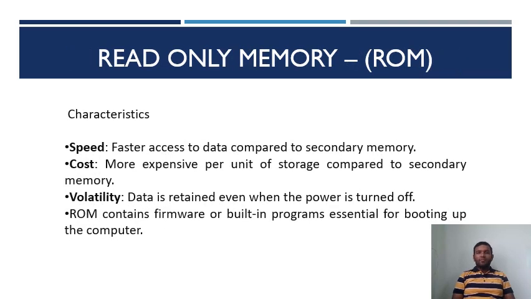So, here in this slide on read-only memory, let us look at some of the characteristics of ROM. Speed: faster access to data compared to secondary memory. Cost: more expensive per unit of storage compared to secondary memory. Volatility: data is retained even when the power is turned off. ROM contains firmware or built-in programs essential for booting up the computer. This is about read-only memory.